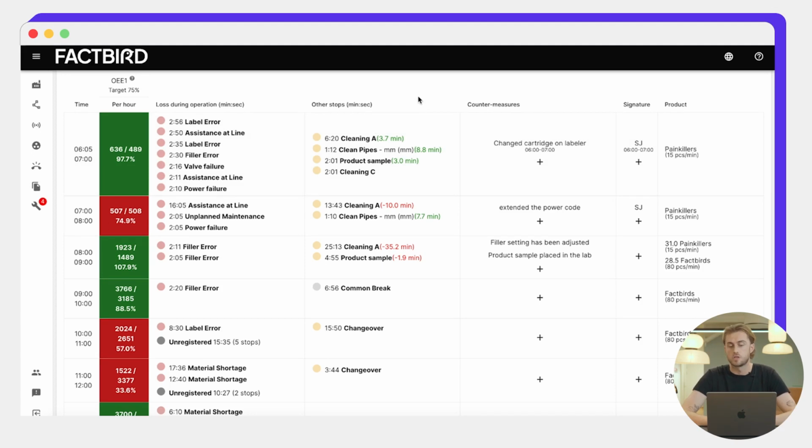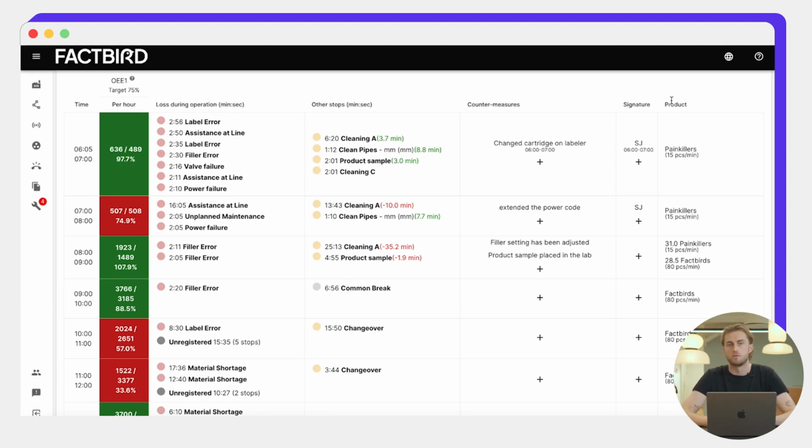And you can see the other stops as well, such as yellow stops like cleaning, pipe cleaning, product sample, so on and so forth. Here, the operators can input a countermeasure that was taken in order to mitigate some of the stops that occurred. This is to try and stop the same stops from happening over and over again, so you can start to understand how you're countering these things. And the operators can put a signature.